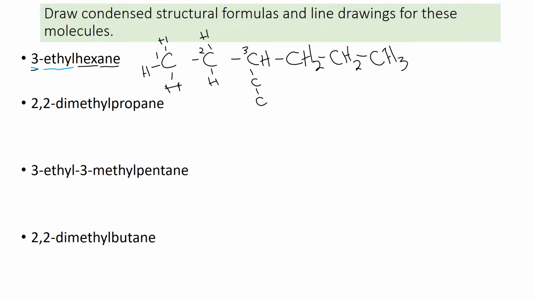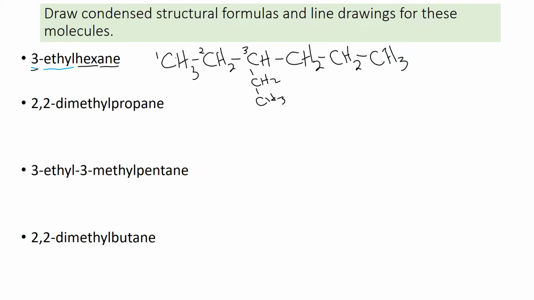And I forgot to do these, but this one's going to be CH2, CH3. We need the hydrogens there. Then on carbon 2, we'll simplify that to H2. And this one will simplify to H3. So notice the end carbons have 3 hydrogens. The middle carbons have 2 unless there's a branch, and then each branch reduces the number of hydrogens.